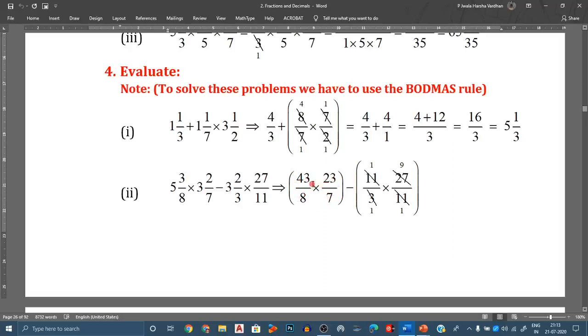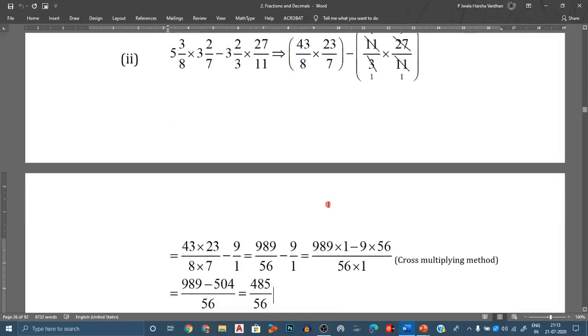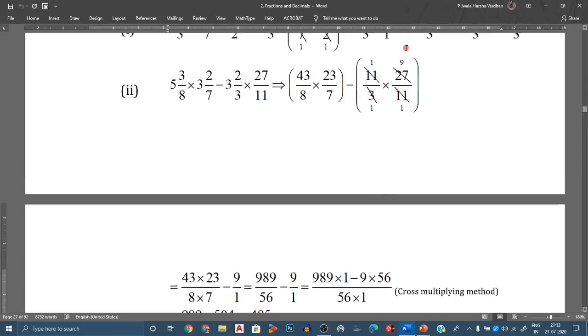So just directly you can multiply numerator into numerator and denominator into denominator. So now you can write it as 43 into 23 by 8 into 7, minus, the remaining numbers are what? 9 by 1. By multiplying these two numbers, 989 by 56 minus 9 by 1. Here 9 by 1 is there, 1 by 1.